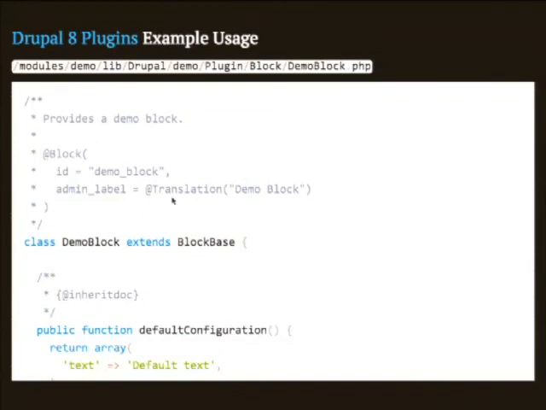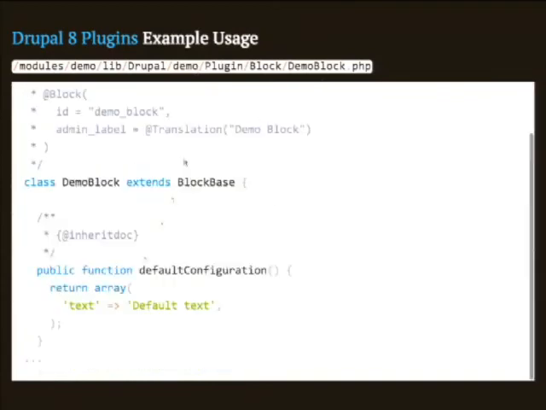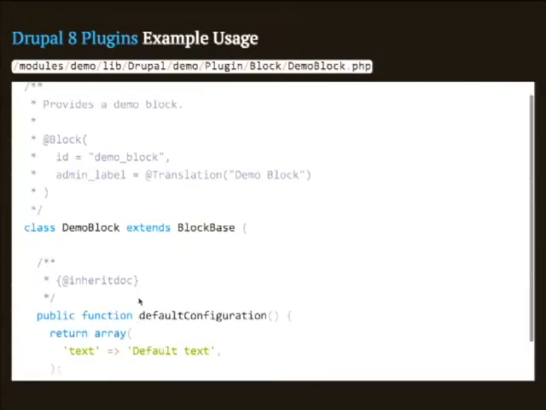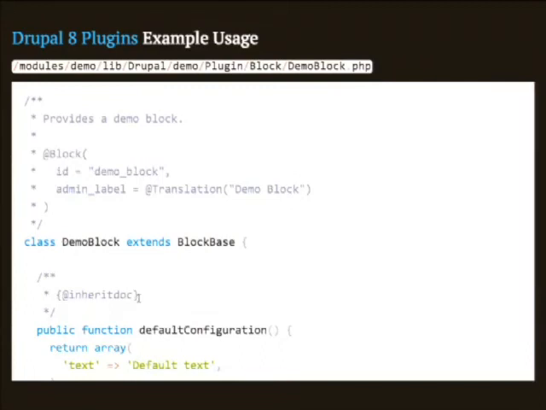So we have this: modules, demo, lib, Drupal, demo, plugin, block, demo block. This is all that we need, finishing out what is required by extending block base, which I didn't want to fit on this page. Setting up default configuration, setting up the form, all the different things that you'll need to do to create a block is done on this single class. And so you can basically have this block type now created.